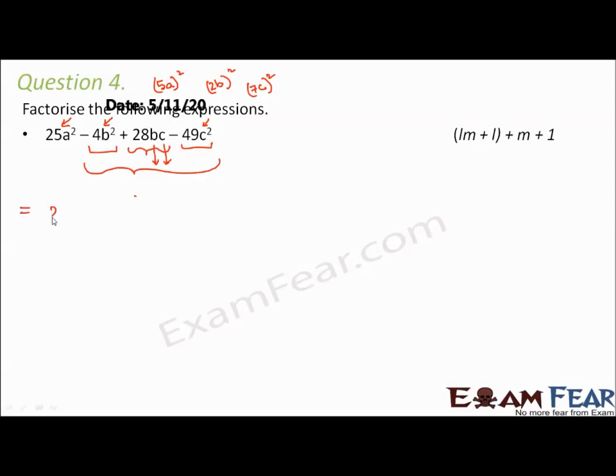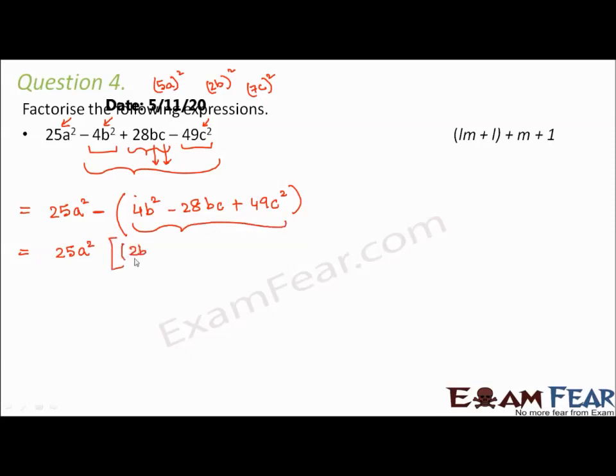So what we will do, let's keep 25a square aside for now, and let's take everything else inside a bracket. For example, we take this 4b square minus 28bc plus 49c square inside a bracket. Now why are the signs reversed? Because we have taken minus in common. When we take minus in common, that means we are basically taking out the common factor of -1 from each one of these. Okay, so now let's just try to solve all that we have inside the bracket.